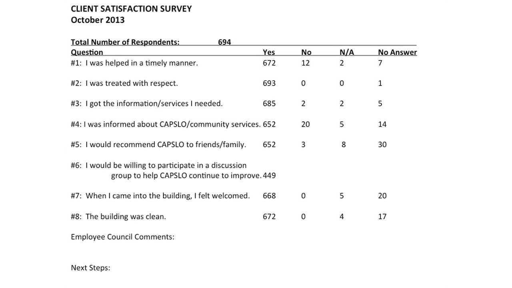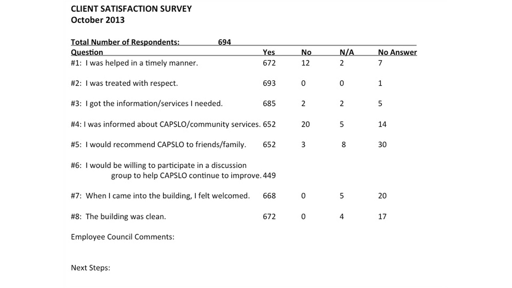I wanted to show you an actual report that was compiled and given to our employee council and the program director of a particular program. This was, I believe, in our Migrant Seasonal Head Start program. So we had 694 respondents, and we were able to tally, actually it wasn't us, it was survey systems that tallied all of the information and listed the number of yeses, nos, NAs, and no answers. And again, it's pretty consistently positive.